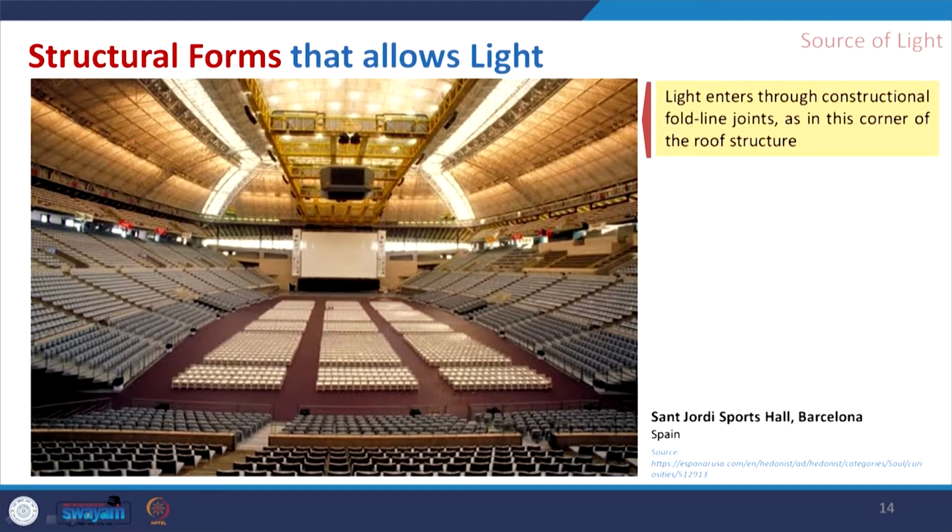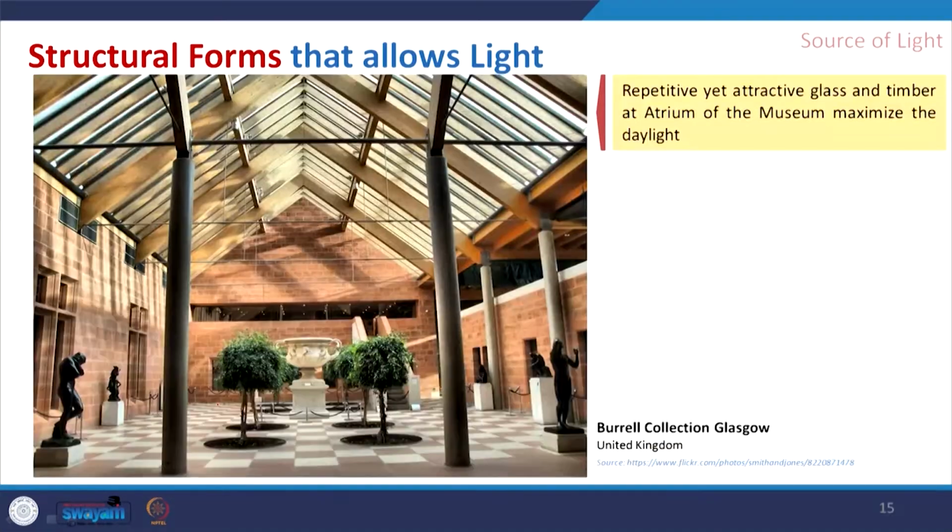Coming to the same category, here it is a sports hall in Barcelona, where at the corners you can see the arrangement of the truss in such a manner that will allow daylight to come, along with the artificial light. Definitely at night time we will not really get light, but in the daylight system we can easily see how this can be used very effectively.